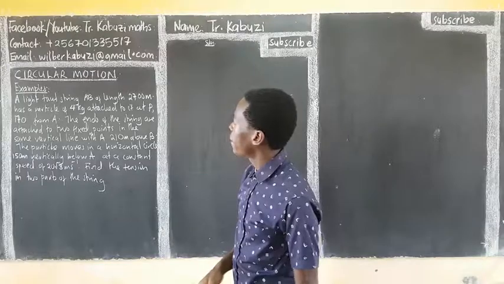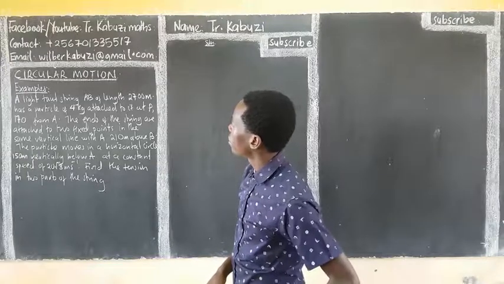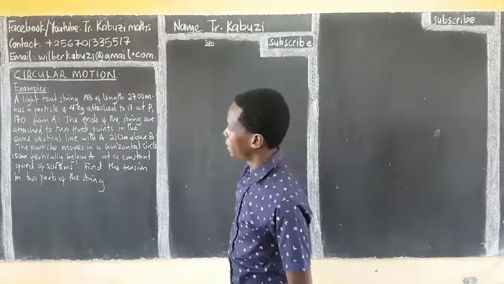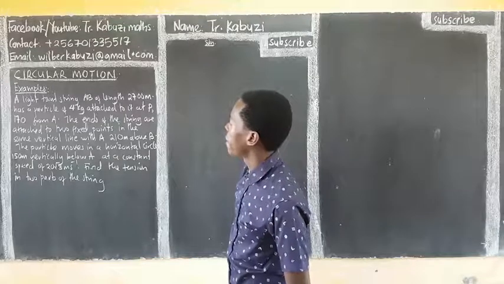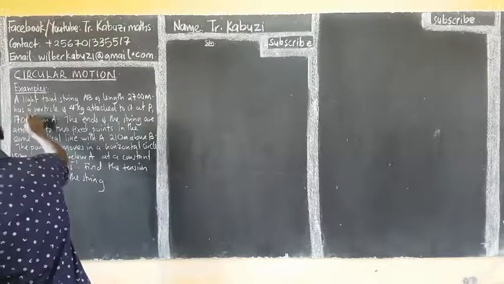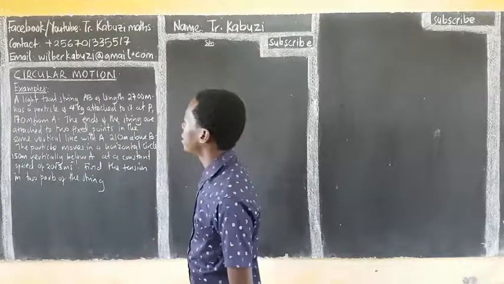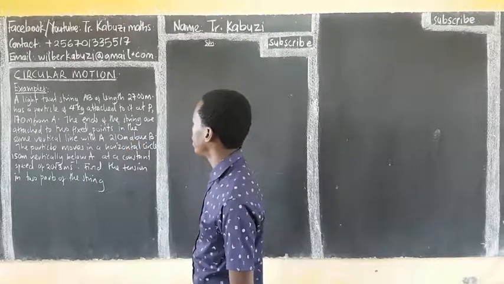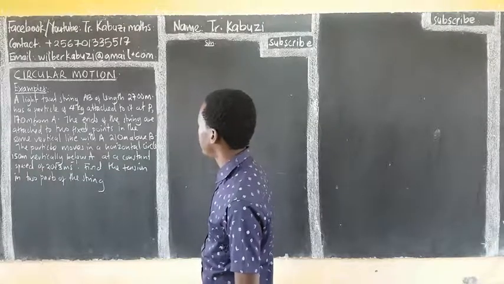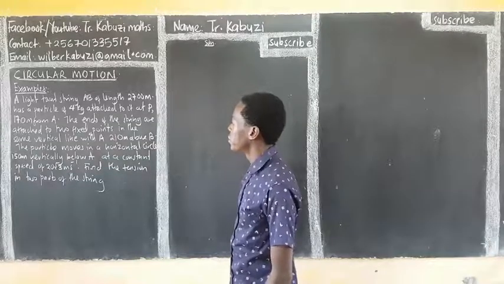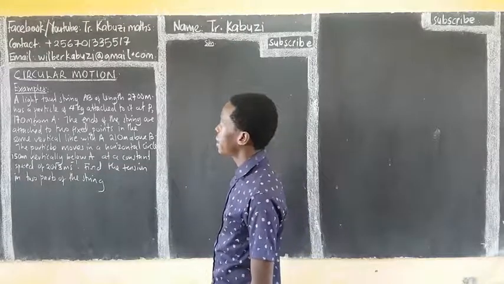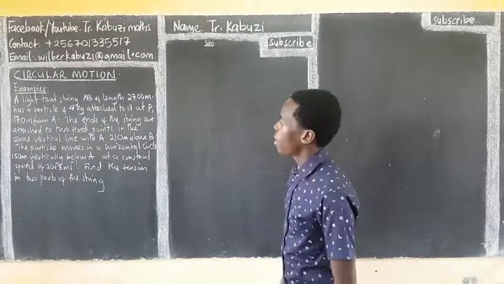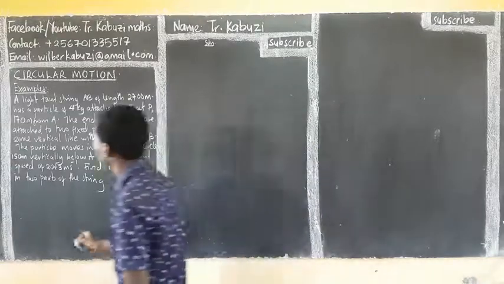So a light string AB of length 270 meters has a particle of 4 kilogram mass attached to it at a point 170 meters from A. The ends of the string are attached to two fixed points in the same vertical line, with A 200 meters above B. The particle moves in a horizontal circle 150 meters vertically below A and at a constant speed of 20√3 meters per second. Find the tension in the two parts of the string.